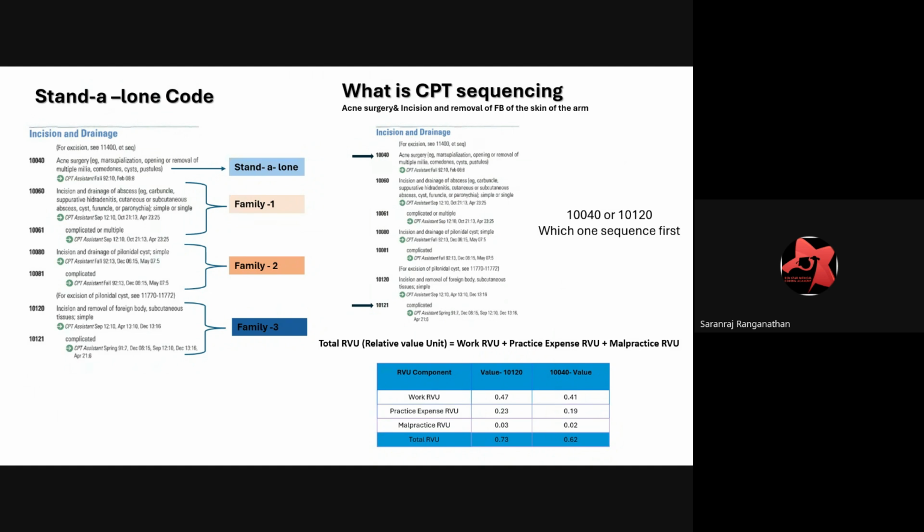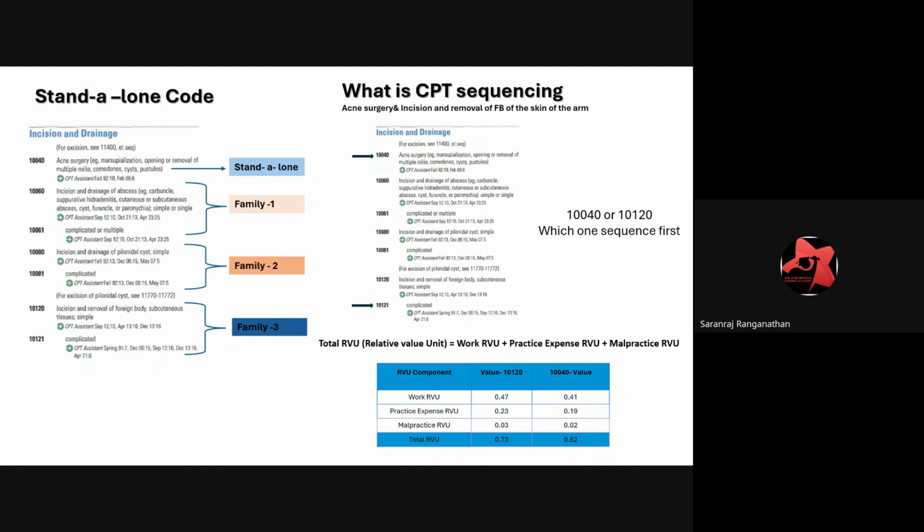Can you see this? The first one I provided as an example is in the excision, that is I and D, incision and drainage. I have one code that relates completely to acne surgery. But next to it, we have a set of codes where it says simple and single, and complicated and multiple, for incision and drainage of abscess in certain areas. Likewise, family codes: see pilonidal cyst. In pilonidal cyst, simple cyst and complicated cyst, we have two sets of codes. Same way, foreign body removal, simple or complicated. Those are the family codes, and those which have only one code, we call the standalone code.